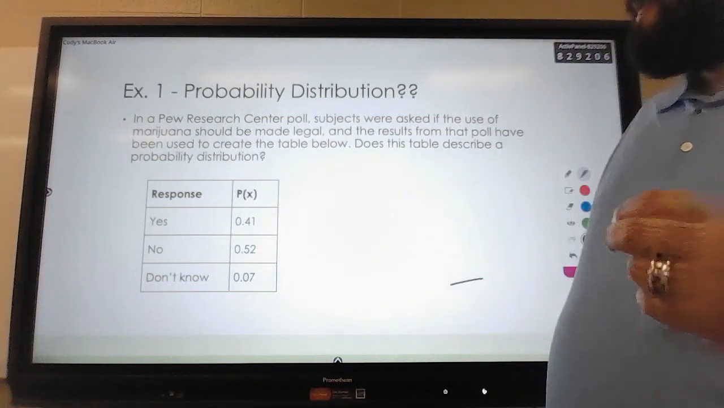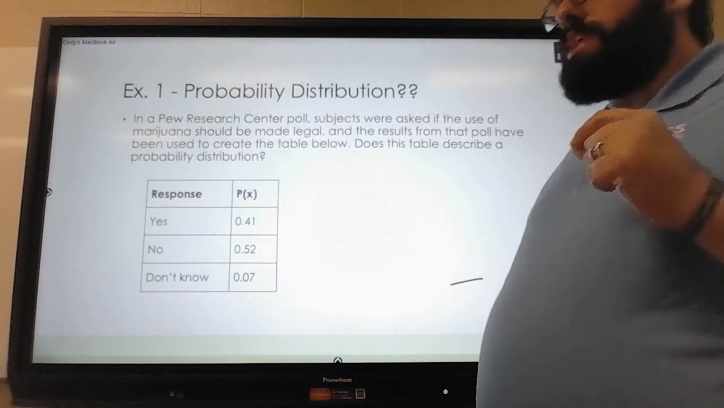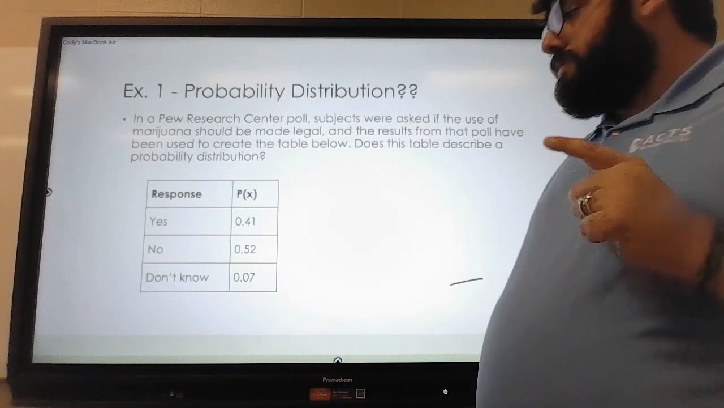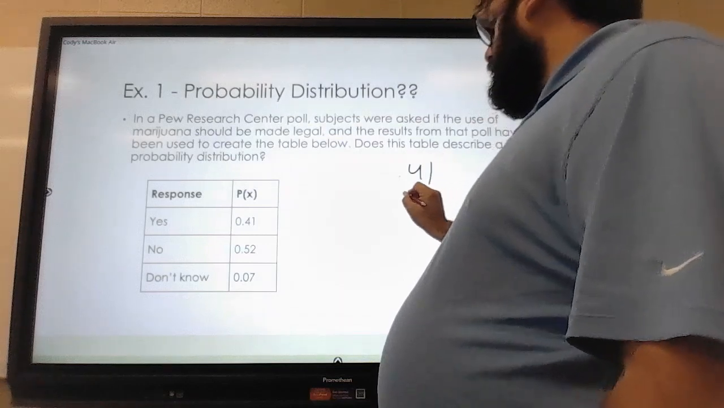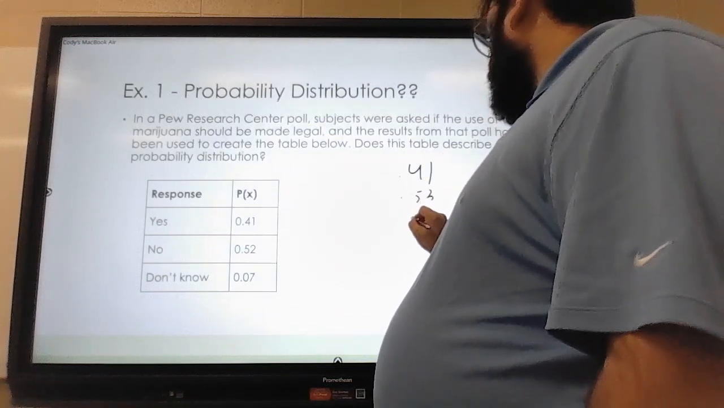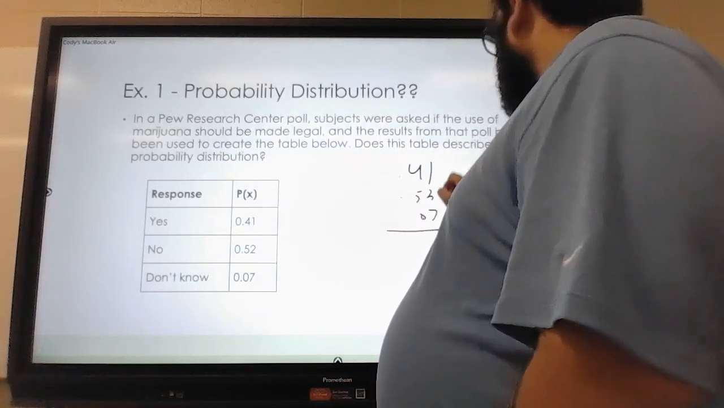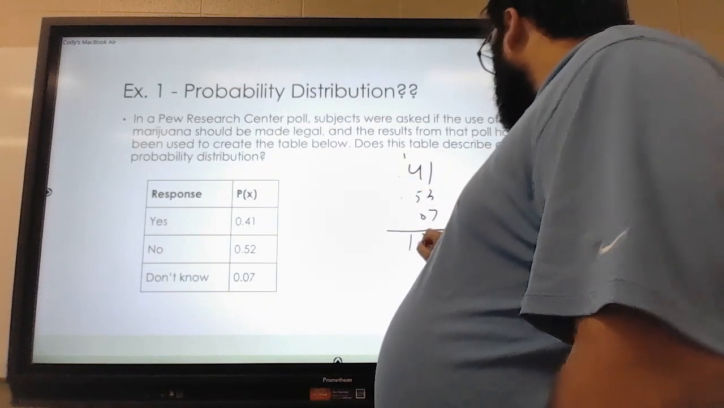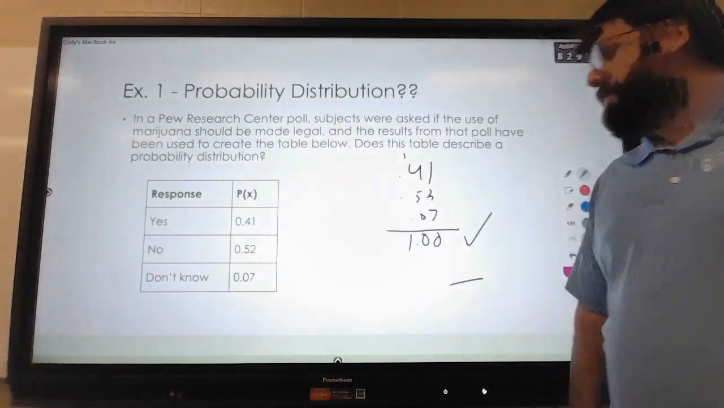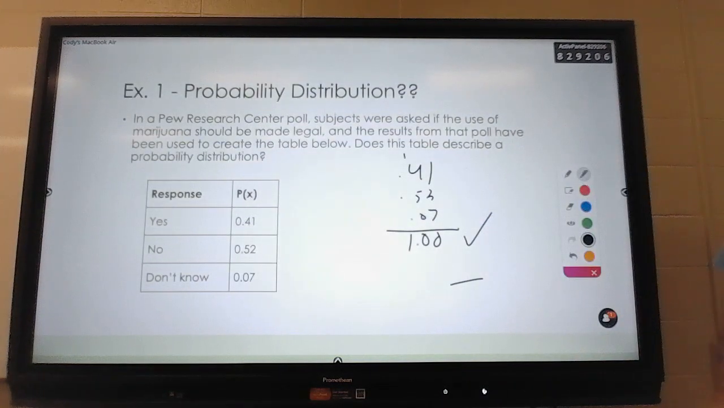Absolutely. Now, question, do those values add up to 1? Well, that's 0.41 plus 0.52 plus 0.07. 1 plus 2 is 3, plus 7 is 10. 1 plus 4 is 5, plus 5 is 10, so that's 1. Absolutely. Yes. So yes, this table does describe a probability distribution.